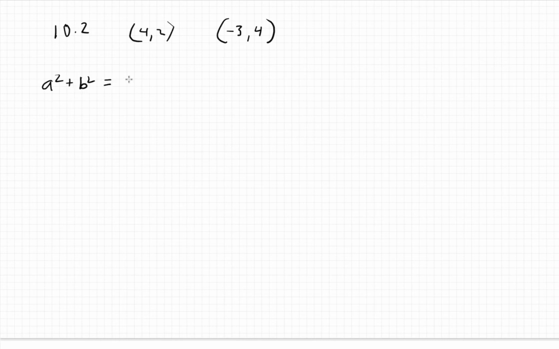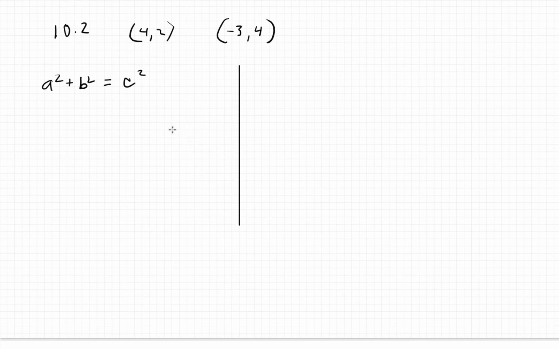We're going to do 10.2, and we're going to use some graph paper this time. Okay, so we're going to use Pythagorean's theorem to find the distance between the points. This is 10.2. The points are 4, 2, and -3, 4. All right, so we are going to use Pythagorean's theorem in order to do that. And remember, it's a squared plus b squared equals c squared. So let's draw our graph.